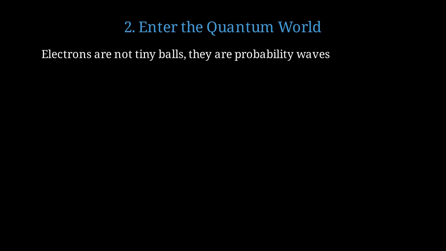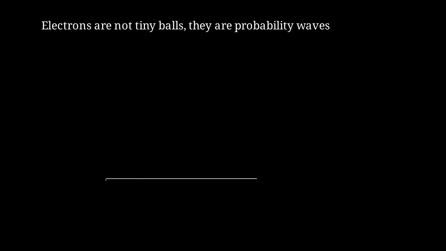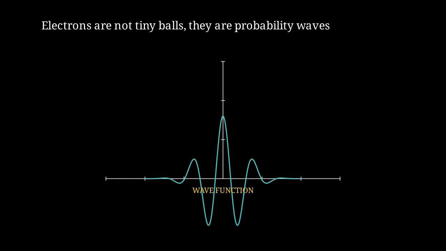In quantum mechanics, particles behave fundamentally differently than classical objects. The key insight is that electrons aren't tiny balls. They're described by probability waves that spread out in space. This is a quantum wave function. The height at any point tells us the probability of finding the electron there.